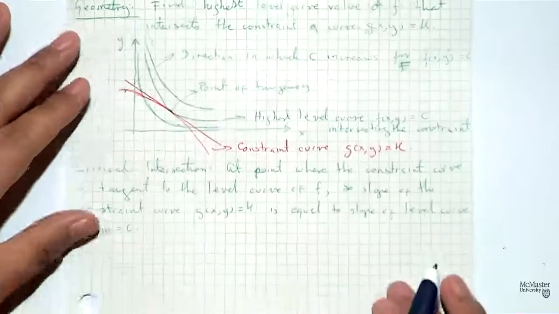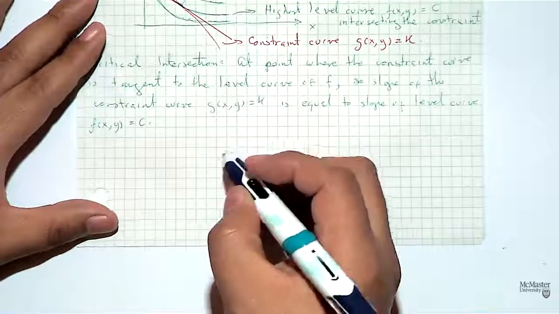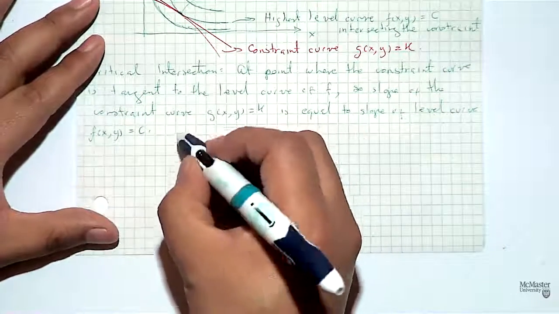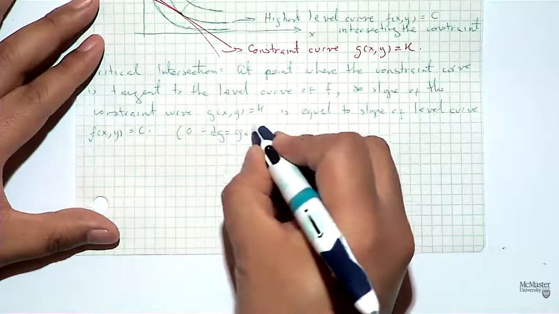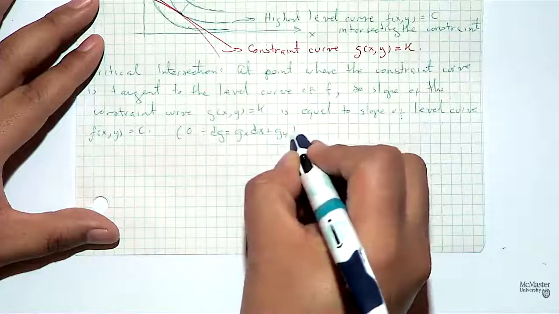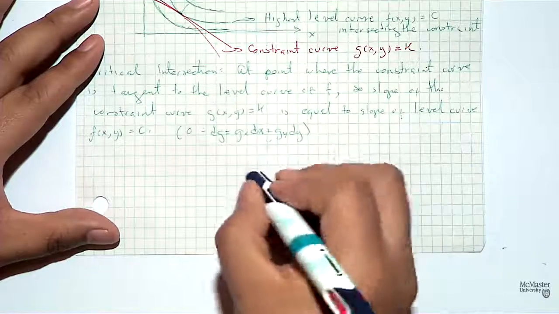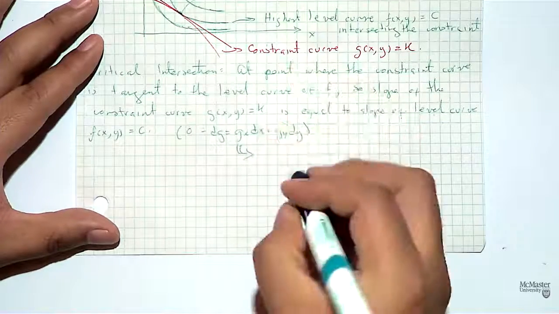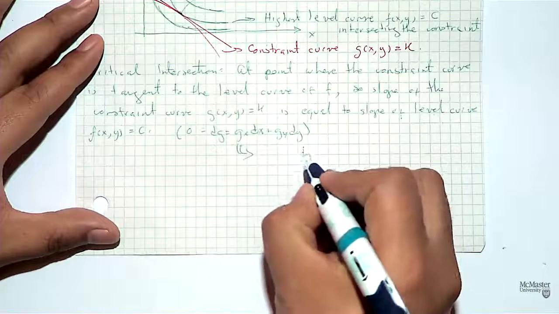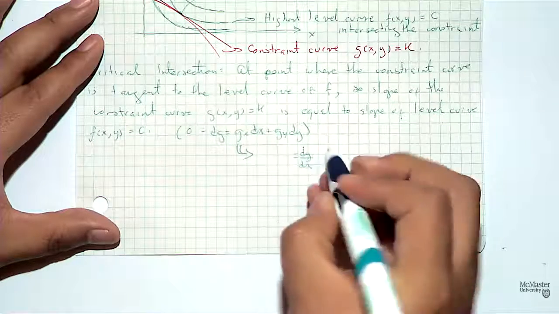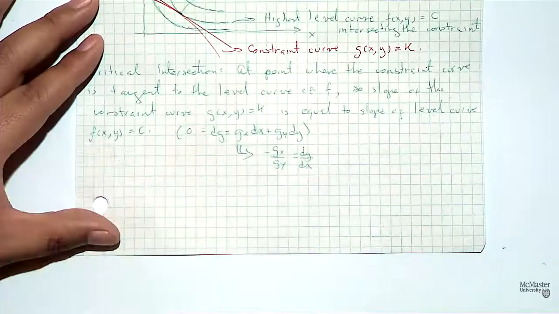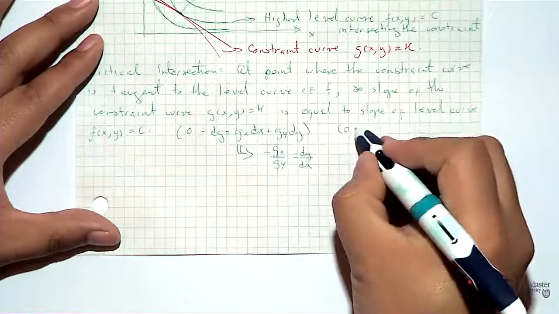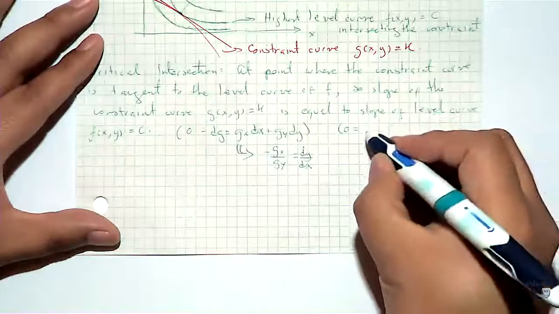So on one hand, if you want to formalize the argument, you have that 0 is equal to dg, which is gx dx plus gy dy, because you have a level curve, and that means that dy over dx for that curve is minus gx over gy, which is what we derived above. And on the other hand, you're sitting on the level curve that maximizes the value of f, which is still a level curve.